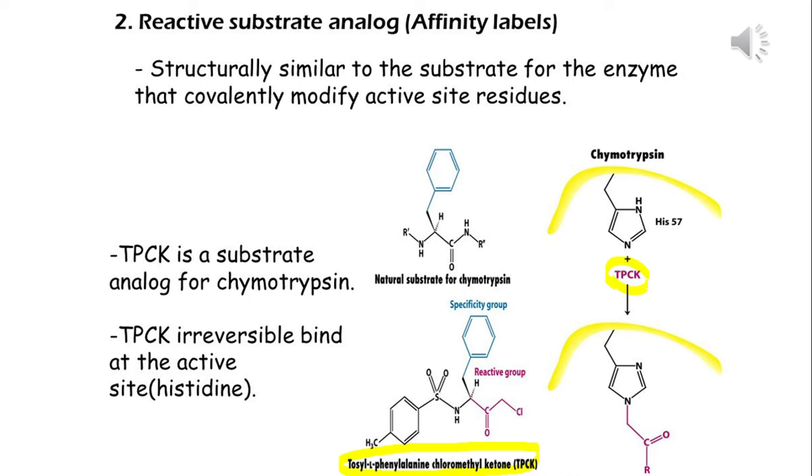And the enzyme cannot identify whether it is a substrate or whether it is a substrate analog only. Whoever is coming to the active site, it will bind. And if the inhibitor is binding, reaction will not take place. It is just like a competitive inhibitor, but the difference is that this is irreversible.